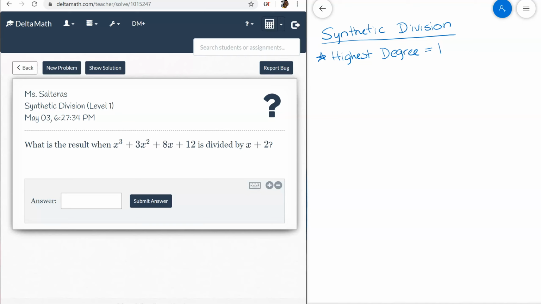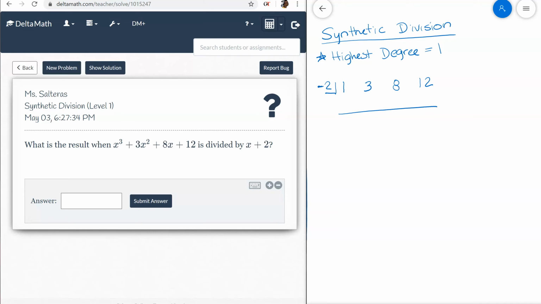There's a couple ways that you can write this out. I like to make my little box to the left-hand side. Your divisor is x plus 2. You want to take the opposite sign of that, plus 2, so it'll be minus 2. Then you write the coefficients of each of the terms, starting from the highest exponent to the lowest: 1x cubed, 3x squared, 8x, and then 12. That should be descending order. If you are missing a degree, then you just put a 0 filler, all right?